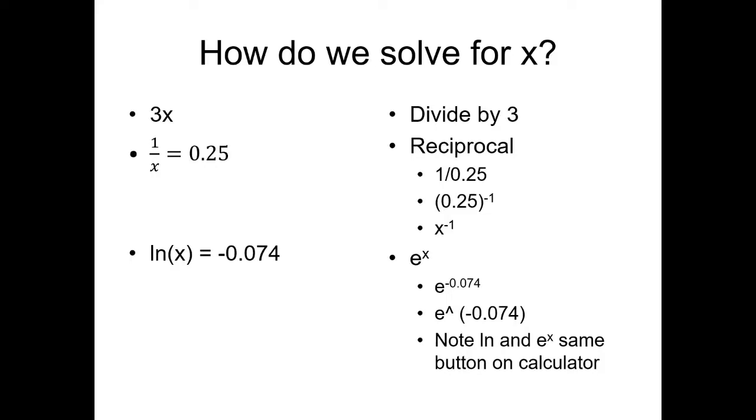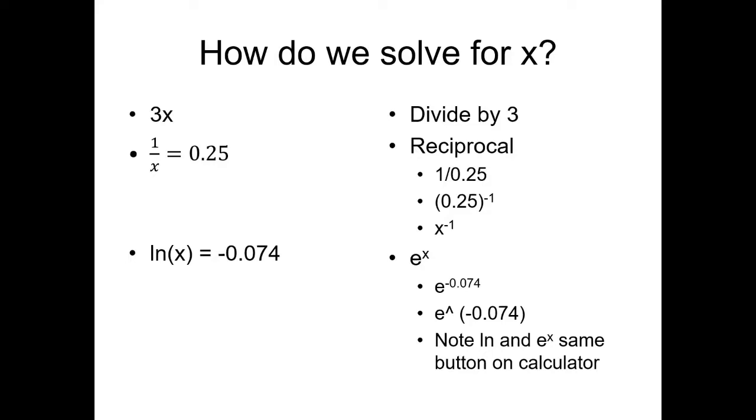What if we had 1 over x? Okay, so this one's a little bit trickier. If I have 1 over x is equal to 0.25, I need to take the reciprocal to get to x, right? And the reciprocal is 1 divided by that thing. So I can plug into my calculator 1 divided by 0.25. I could also plug into my calculator 0.25 raised to the power of -1. So the power of -1 means the reciprocal.